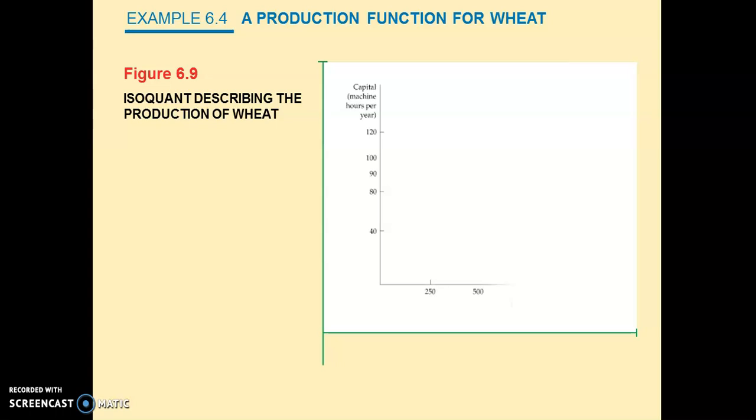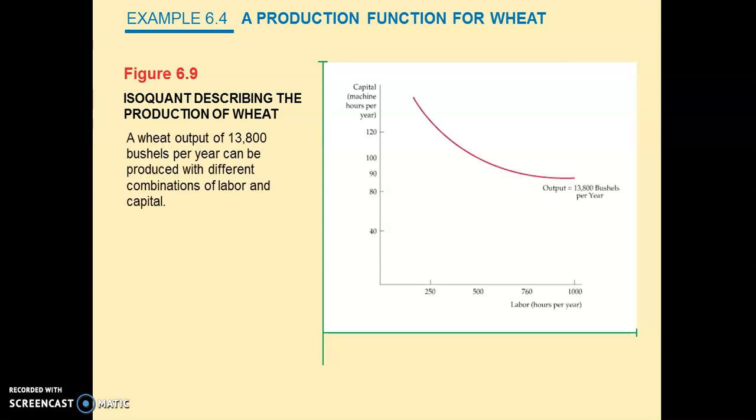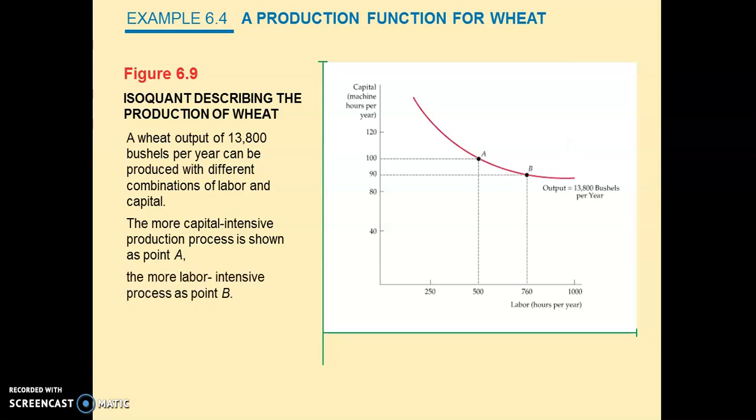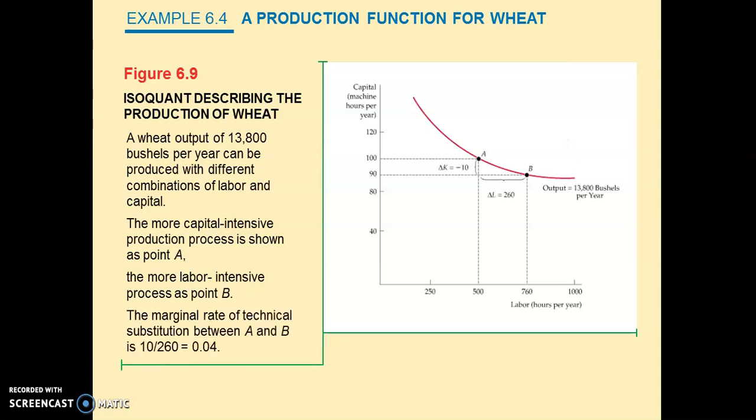So here you have the figure for 6.4 being plotted, and you can see that you have your isoquant, and the output is given by 13,800 bushels per year. And it can, of course, be produced with different combinations of labor and capital. So at A, you have a more capital-intensive production process, whereas at B, you have a more labor-intensive production process, and the MRTS, which is your slope, can be determined by your change in K over your change in L, and that gives you an MRTS between A and B of 0.04.